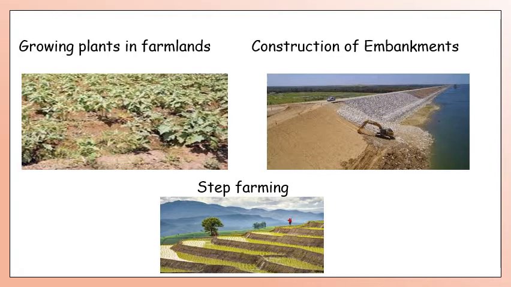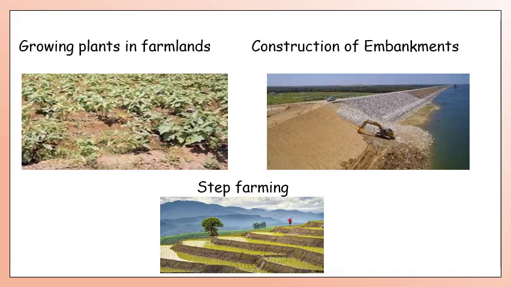Farmers grow seasonal vegetables and pulses to protect the soil from erosion. Even growing bushes or trees along the edges of farmlands reduces soil erosion by reducing the speed of wind.